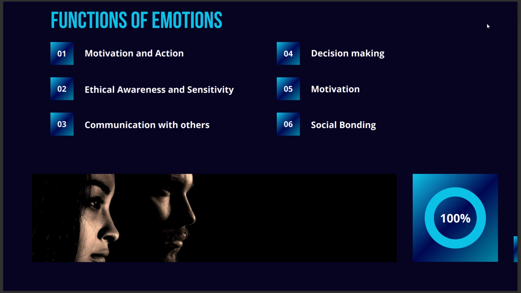Next one is motivation. Emotions can motivate us to take actions. Like if we feel angry about an injustice, we might be motivated to take action to correct that situation. That is the motivation which emotions give.